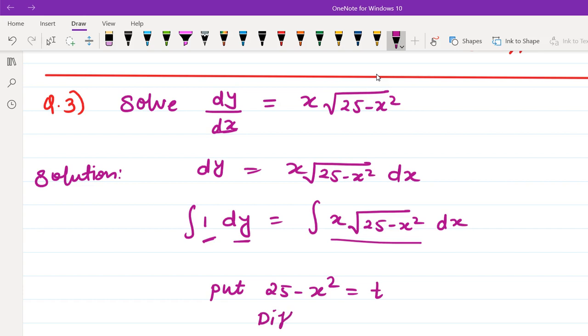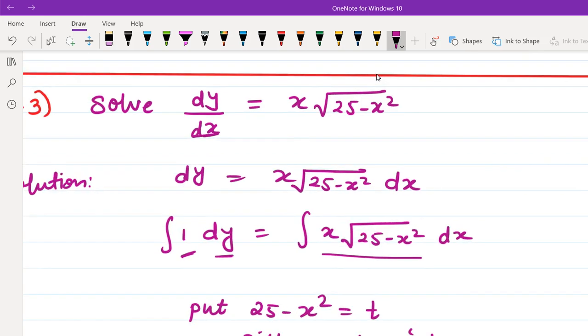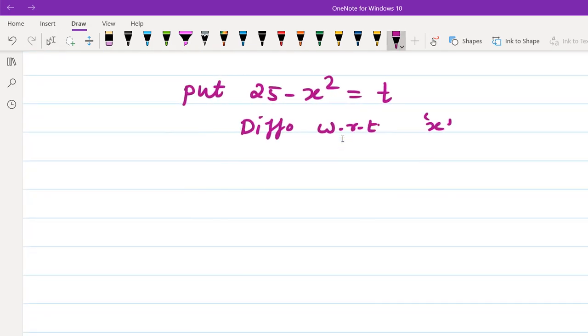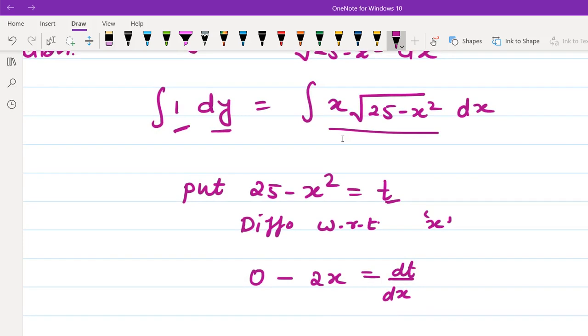Now differentiate it with respect to x. So your next step is derivative of 25 with respect to x is going to be 0, minus derivative of x square with respect to x is going to be 2x, is equal to derivative of t with respect to x, which is dt by dx. So what I'm going to do, I'll see the integration terms. I can take x and dx together, and then I'll get minus dt upon 2.